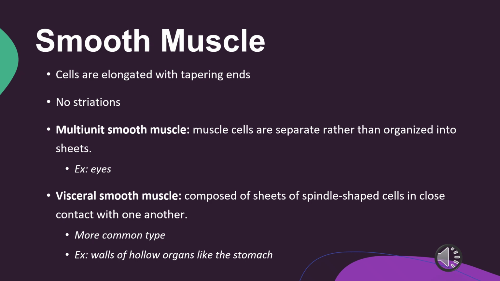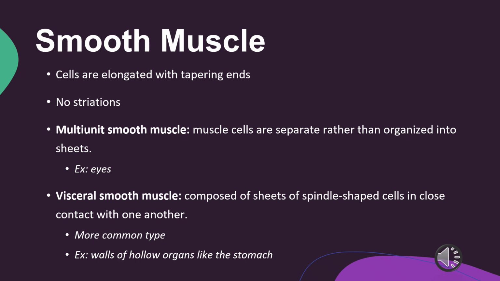There are two main types of smooth muscle, right? The multi-unit smooth muscle and the visceral smooth muscle. In the multi-unit type, the cells are separate and they're not arranged in sheets. Each cell acts independently. An example would be the muscles in your eyes, which control the pupil or the lens.